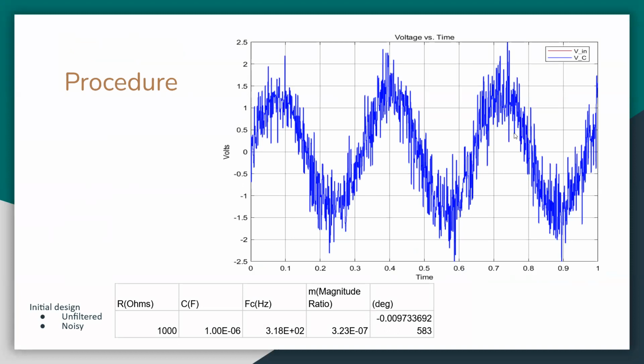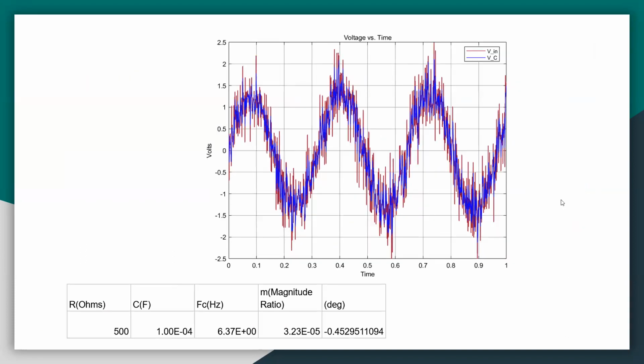All right, so this is our first attempt. Our resistance is 1,000 ohms. Our capacitance is 1 times 10 to the negative 6. Our cutoff frequency is 3.18 times 10 to the 2 hertz. And our magnitude ratio is 3.323 times 10 to the negative 7, and the phase is negative 0.009 degrees. Because this is our first design, it's unfiltered and pretty noisy, but this is a good way to start our procedure.